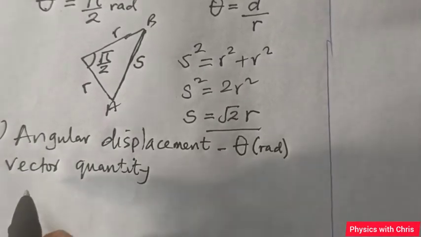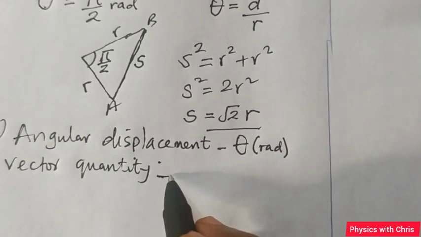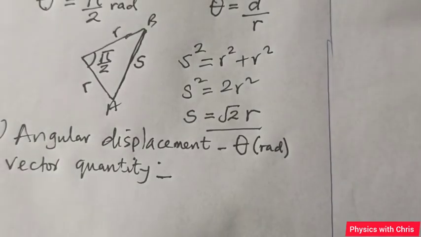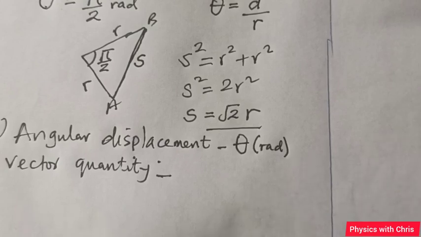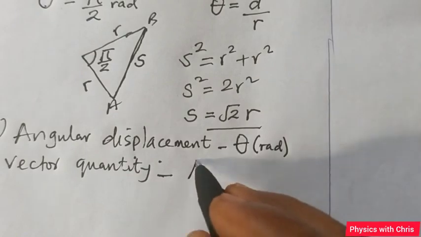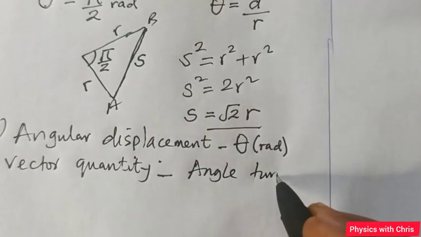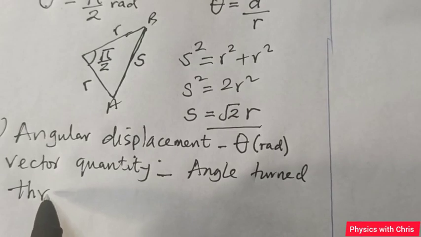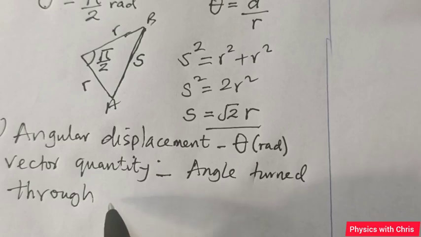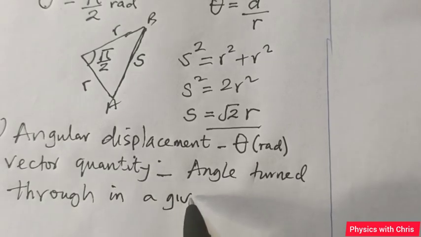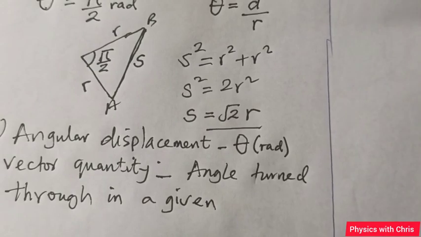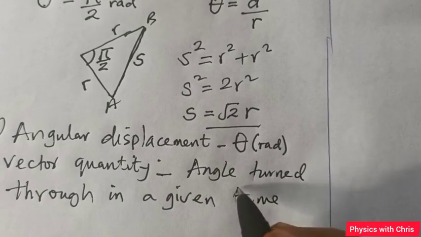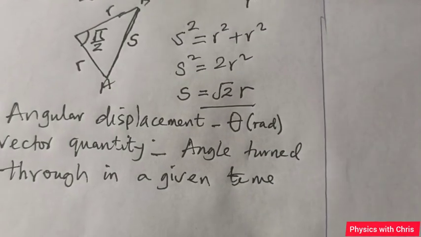So the angular displacement is defined as the angle that is turned through in a given time. So it is the angle that the particle turned in the course of moving in a circle. The angle described by the particle, turned through by the particle in a given time. In a given time, not per unit time, just in a given time interval. Okay, so that's my definition for angular displacement. It's a vector quantity.